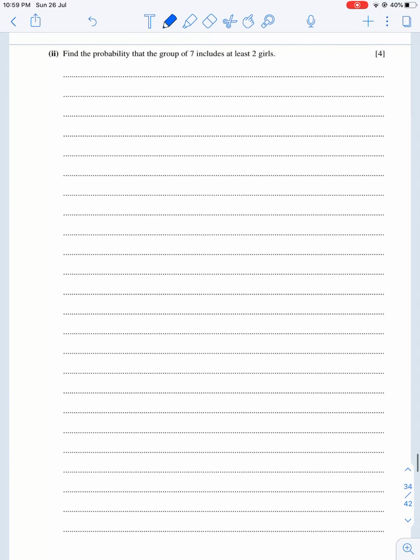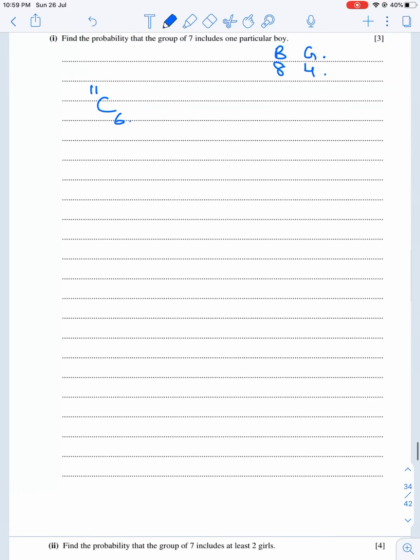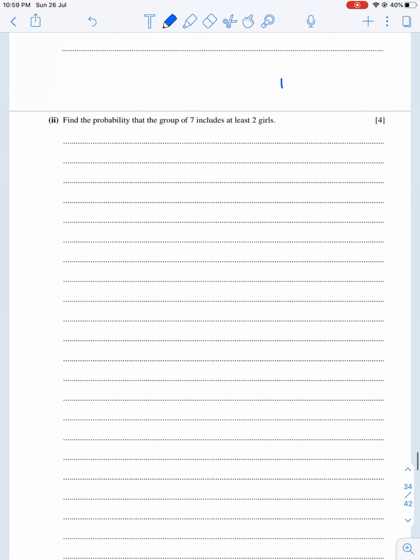Find the probability that the group of 7 includes at least 2 girls. Okay, we have 8 boys and 4 girls, and you're supposed to choose 7 people out of this. This should include at least 2 girls. At least 2 girls means 2 girls, so that means 5 boys, because you are supposed to select 7 people in all. It can be 3 girls, and in that case it will be 4 boys, or it can be 4 girls, and in that case it will be 3 boys.